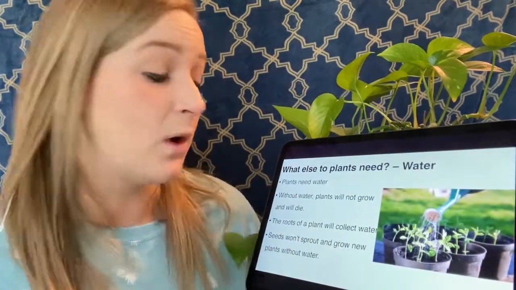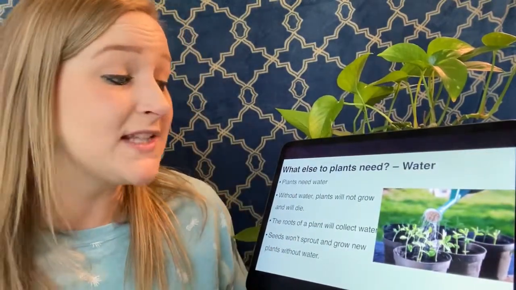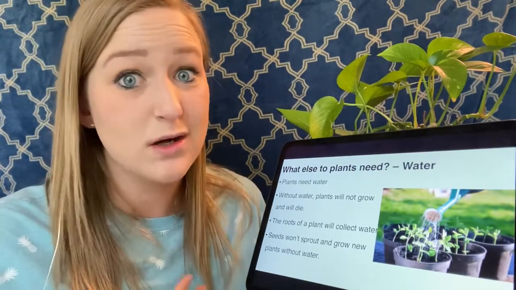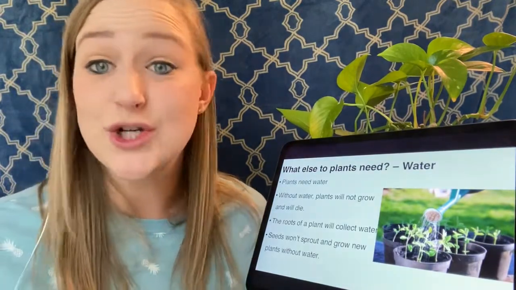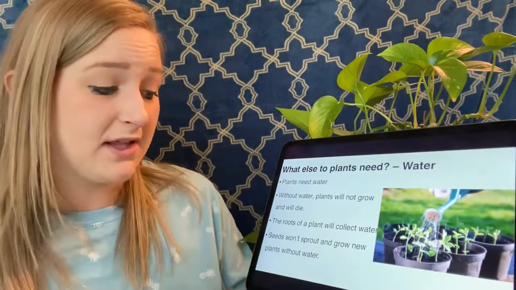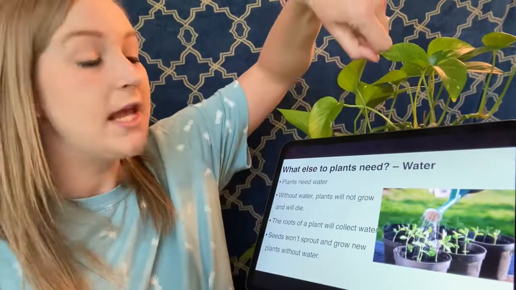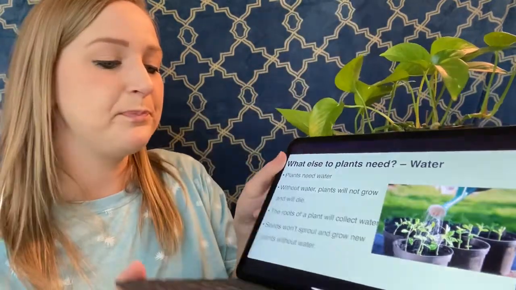And plants need water. Without water, plants will not grow and will die. Just like we humans need water, and if we don't have water, we're gonna die. Plants need water just as much. The roots of the plant will collect water. So if you water a plant, so if I were to pour some water into Pat's pot right here, it's going to go in through his soil down to where the roots are.